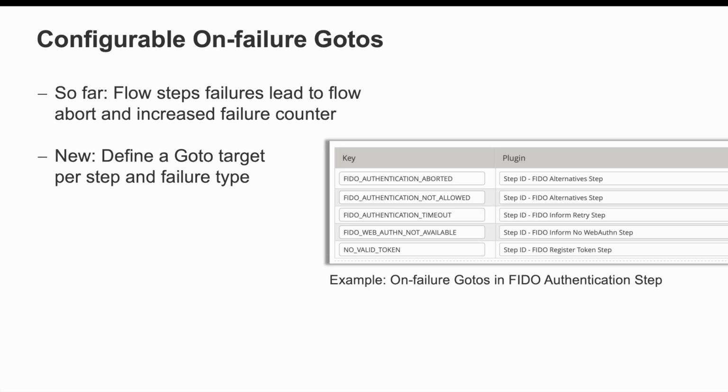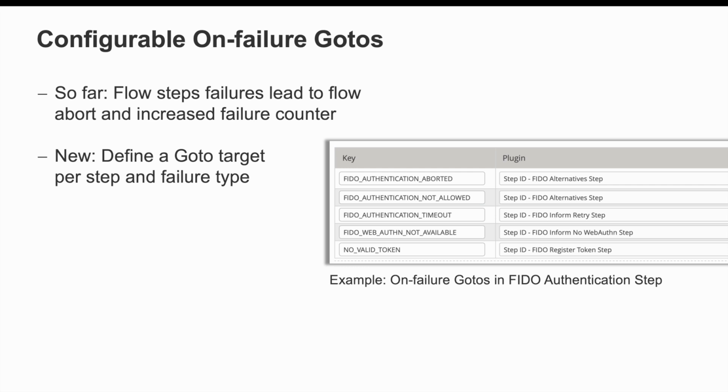Here's an example. We are inside the configuration of a FIDO authentication step here. The FIDO authentication step defines the following 5 error types or failure types on the left, like FIDO authentication aborted and not allowed, and so on. On the right side of this configuration, there's a go-to target. It points to another step. So this configuration would tell when you're in the FIDO authentication step and the error type is FIDO authentication aborted, then go on in the flow with the FIDO alternative step.